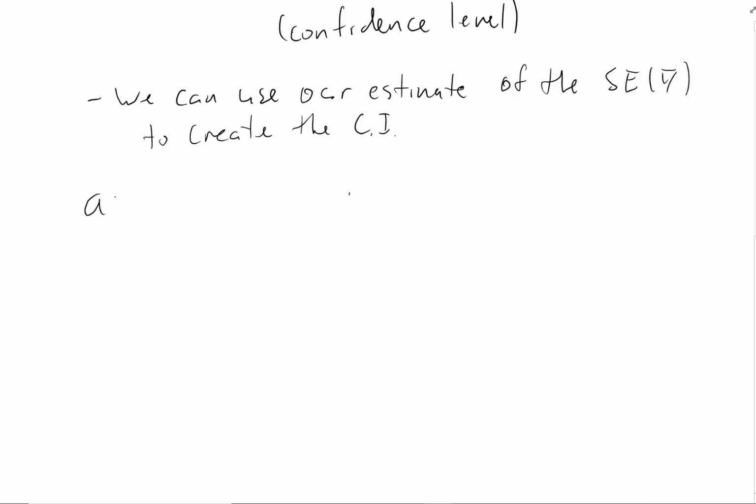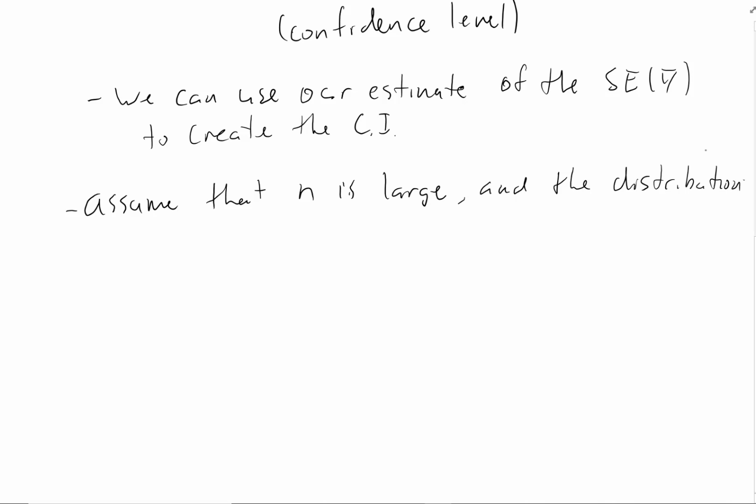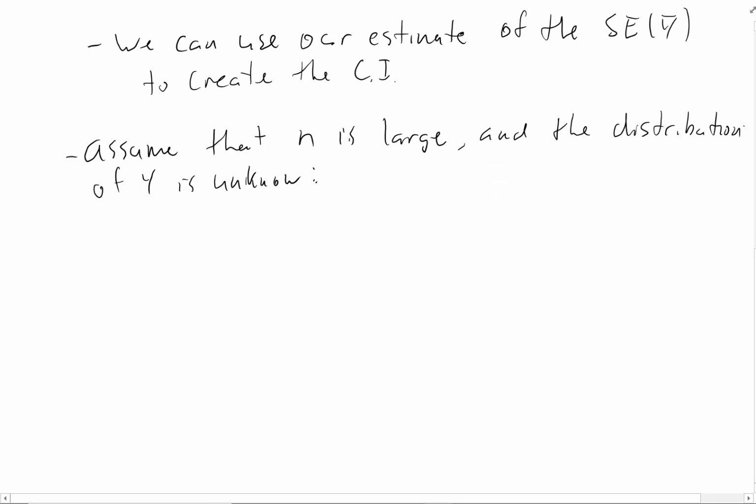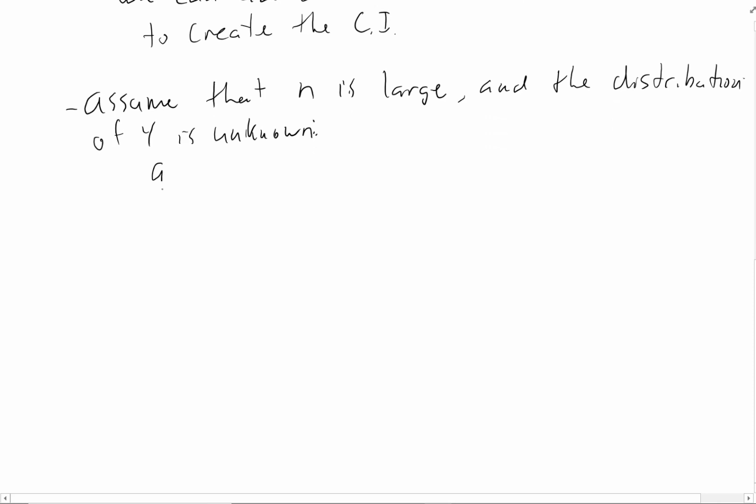So if we assume that n is large and the distribution of y is unknown, then we can form 90% confidence intervals, 95, 99, really whatever confidence level you want, but let's just look at 90, 95, and 99 since they're the most common.